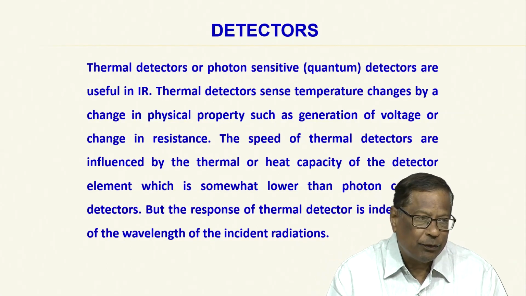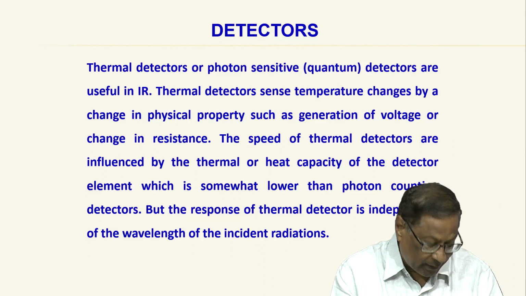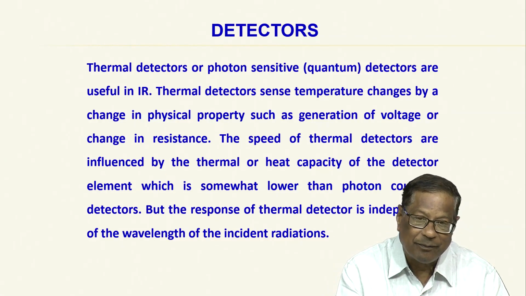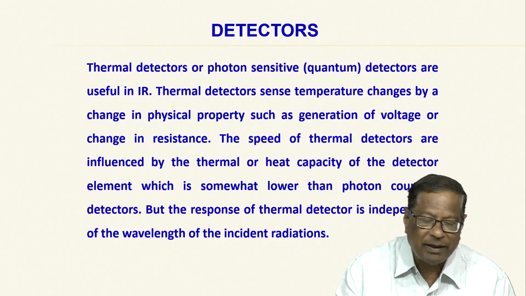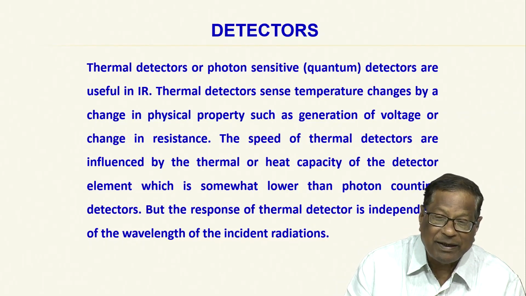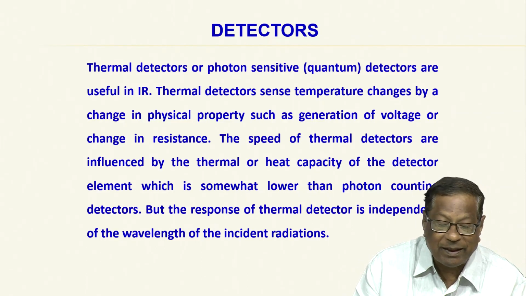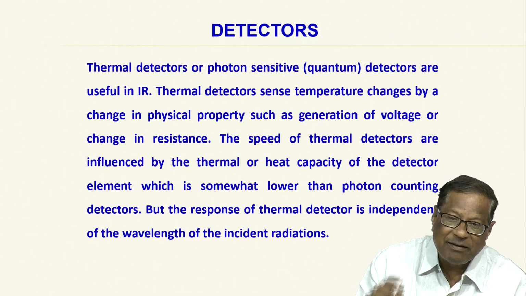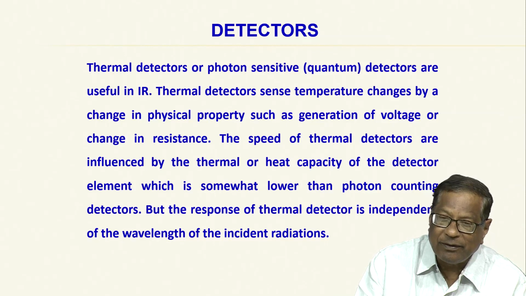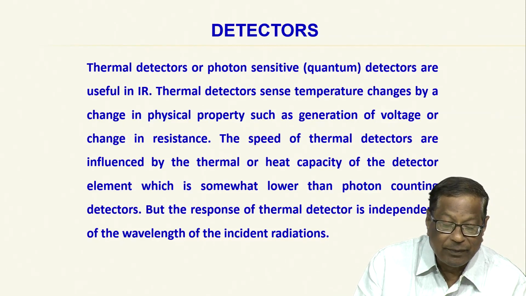Now, I want to talk to you about the detectors. The most common detectors in infrared radiation are thermal detectors or photosensitive quantum detectors. They are useful in infrared spectroscopy. Thermal detectors normally sense temperature changes by a change in a physical property, such as generation of voltage, or they can change the resistance also.